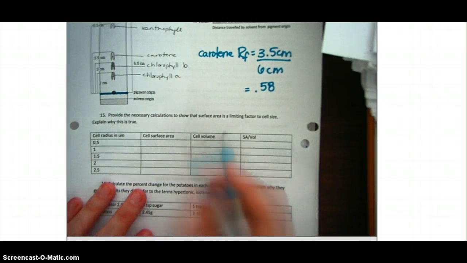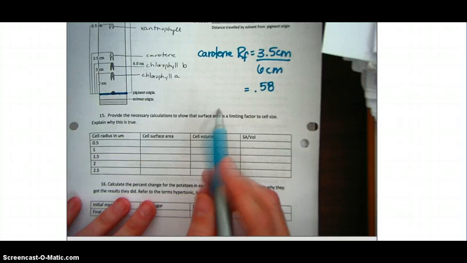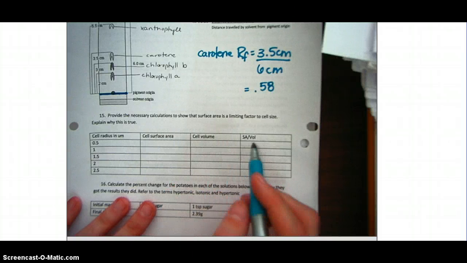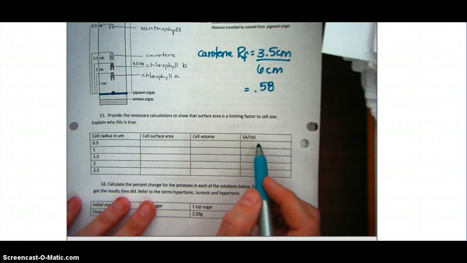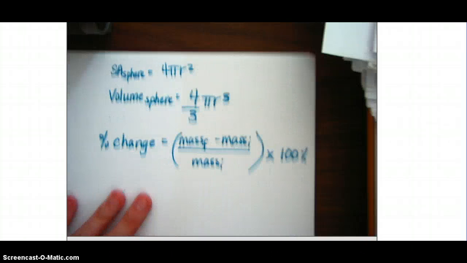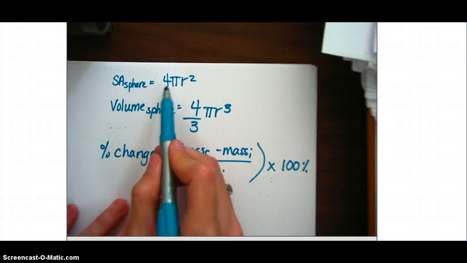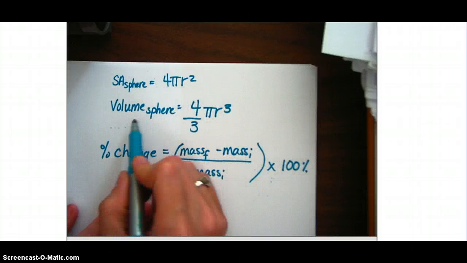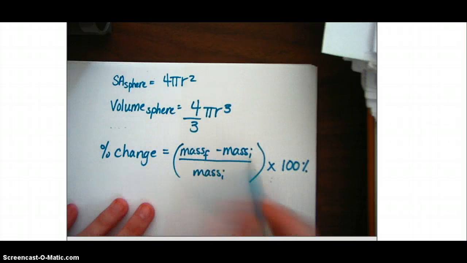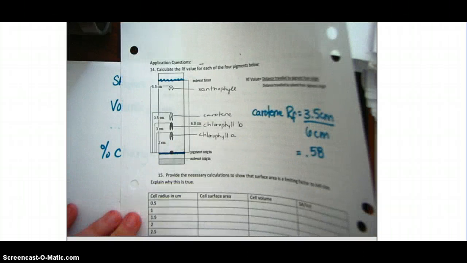Okay, the purpose of this activity was to show you guys that even though cell surface area and cell volume increase as a cell gets bigger, its surface area to volume ratio will decrease. Okay, so as you recall, surface area of a sphere is 4 pi r squared. Volume of a sphere is 4 over 3 pi r cubed. Okay, we don't need this equation right now. So let's do 0.5, 1.5, and 2.5, and then you guys can fill in the rest.